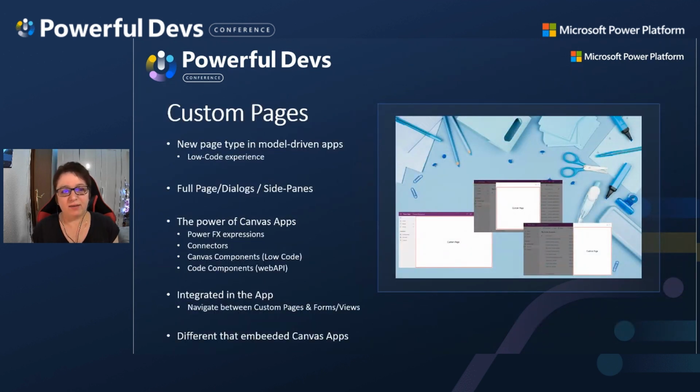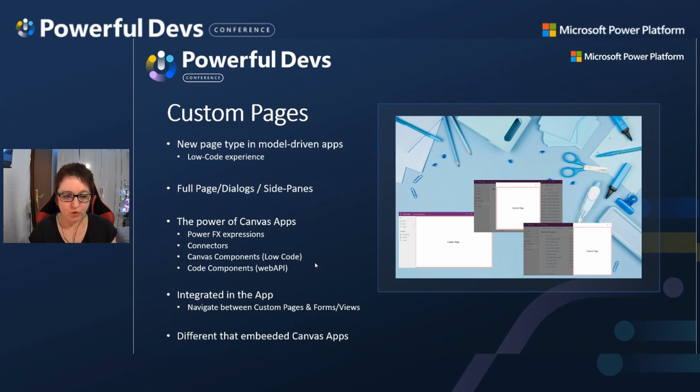The custom pages are a new page type in model-driven apps. They are designed for the low-code experience. You can integrate them as a full page, as a dialogue, or as a side pane. The custom pages have the power of Canvas apps, because you can use PowerFX expressions. You can use connectors. Remember, we are in model-driven apps, and we can use datasets outside the Dataverse.